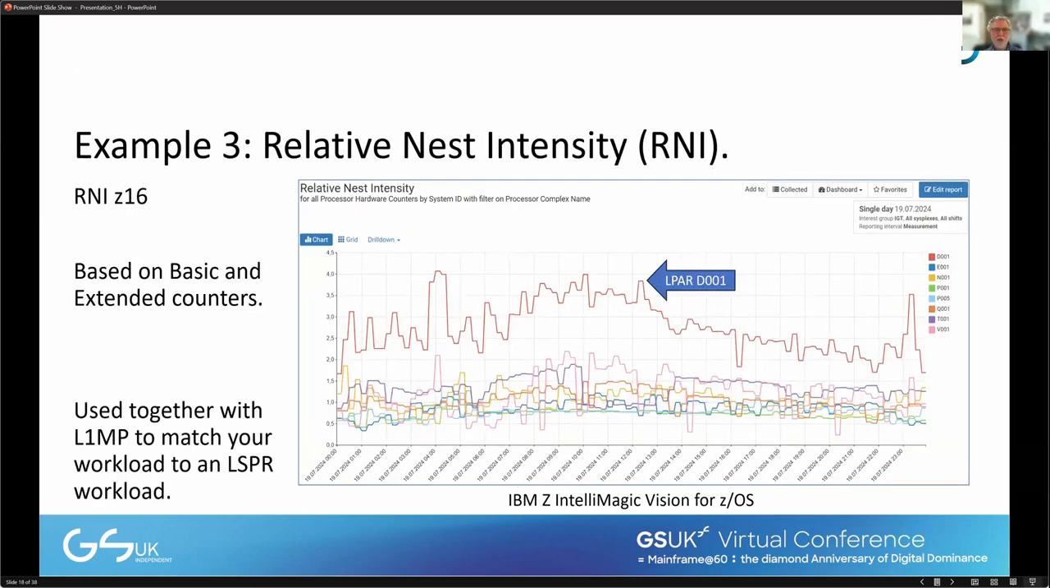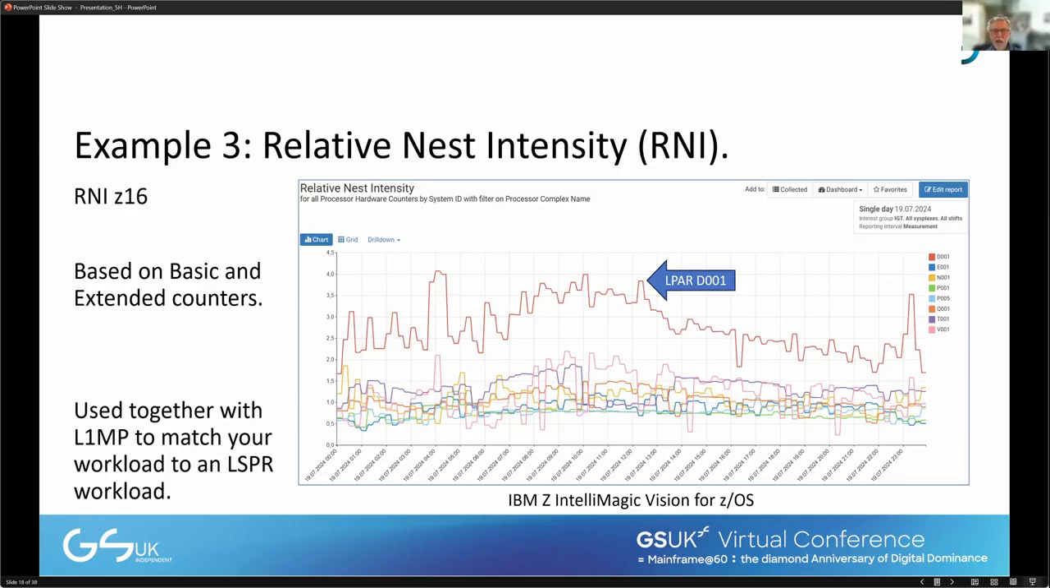So a term that we all know of is the relative nest intensity: how far out into the nest we have to go to satisfy our cache misses. What I'm looking at here is the RNI for LPARs at an LPAR level. And it's based on basic and extended counters, and there are numerous of them.